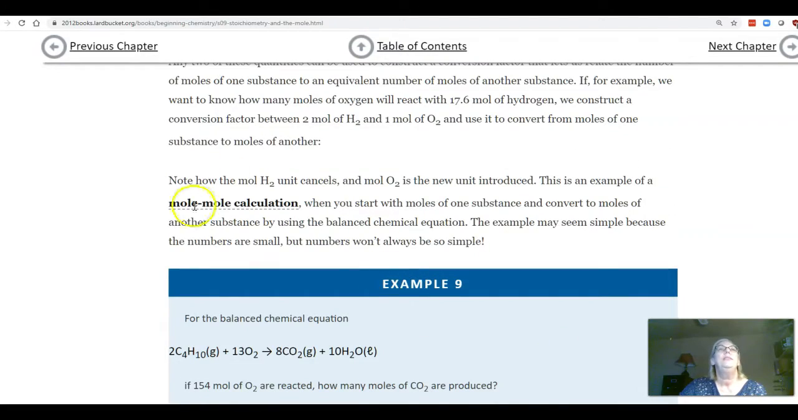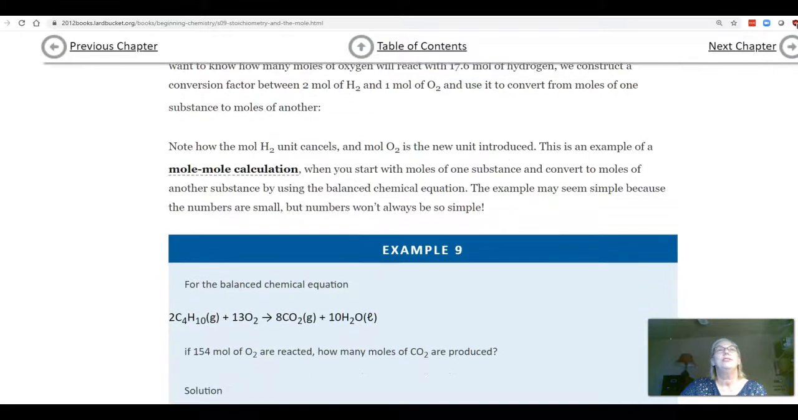And that's something called the mole-to-mole calculation. These are the easiest type of stoichiometry problems. So get started on this first before we move on to the harder stuff.